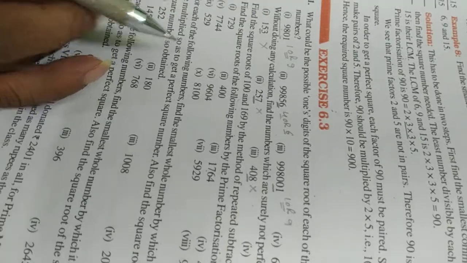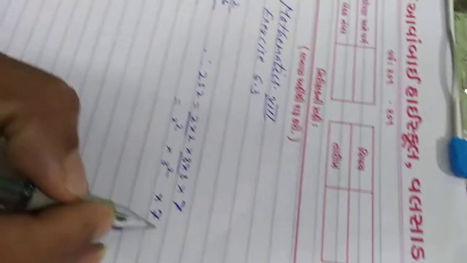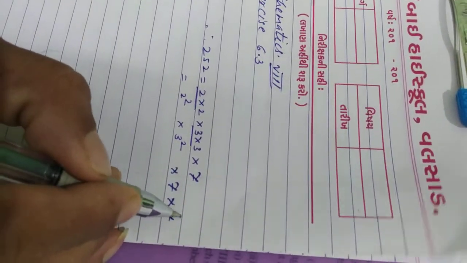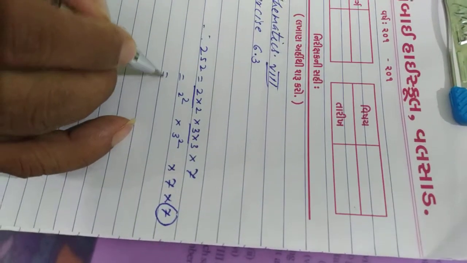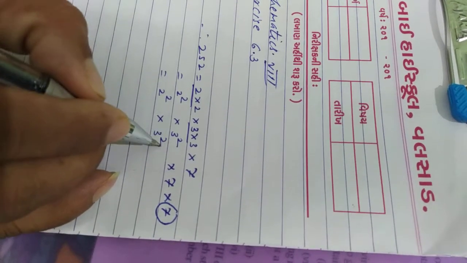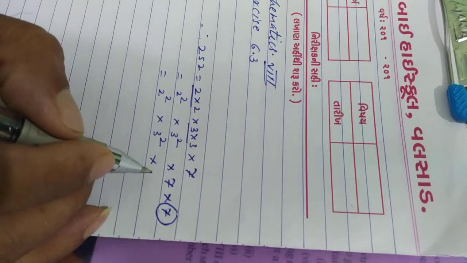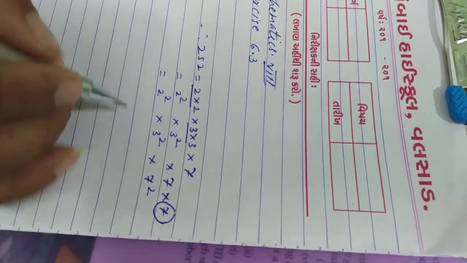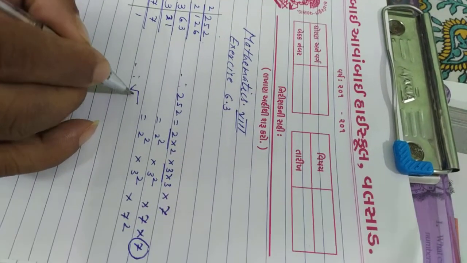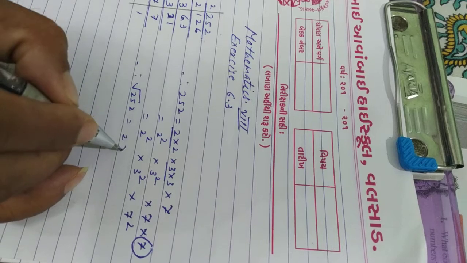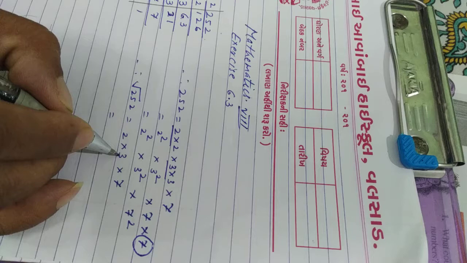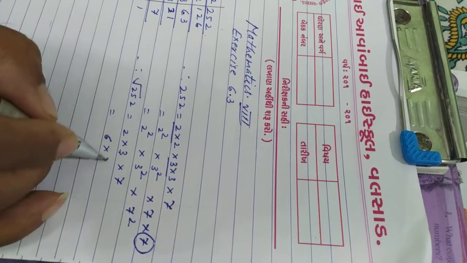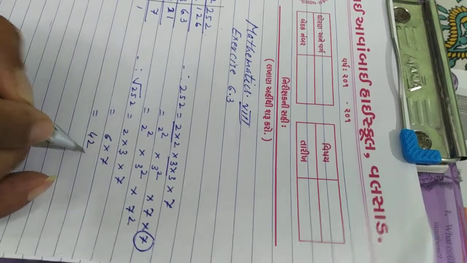Find the smallest whole number by which it should be multiplied. So by which it should be multiplied? 7. So we get the perfect square number 2 square multiply 3 square multiply 7 square. Therefore the square root is 2 multiply 3 multiply 7, which is 2 3s are 6, multiply 7, so 6 7s are 42.